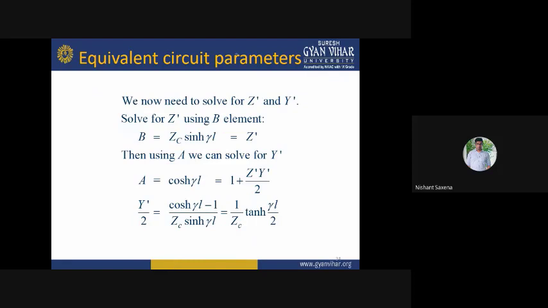So we need to solve for the values of Z dash and Y dash. Solving for Z dash using the B element, which is coming to be how much? Your B was equal to ZC into sinh gamma L, which is Z dash. And using A, what was A? This one. So Y dash by 2 will be equal to cosh gamma L minus 1 upon ZC sinh gamma L, which is nothing but 1 by ZC tanh gamma L by 2.